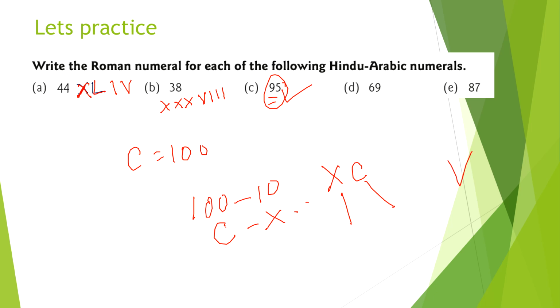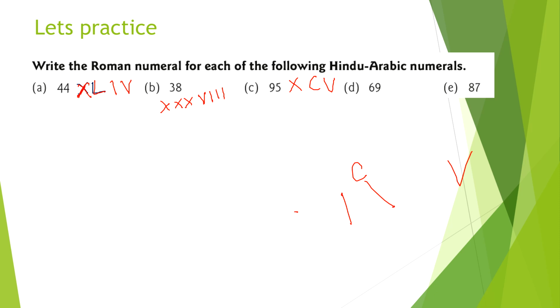So let's combine it. X, C, V. So you see the number is XCV. Let me write it next to it so that you can identify. Okay, so this is XCV, and let's move on to the next one.